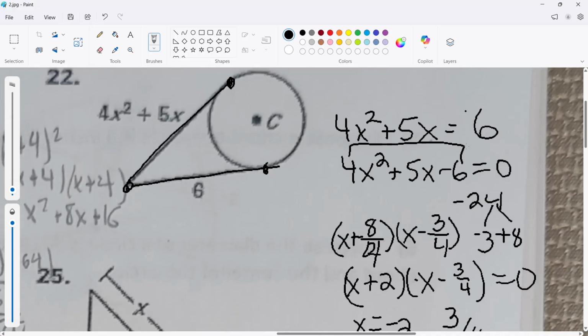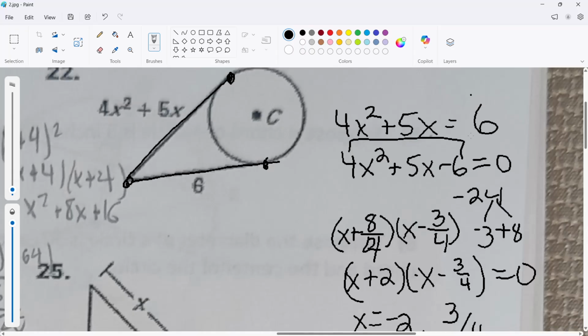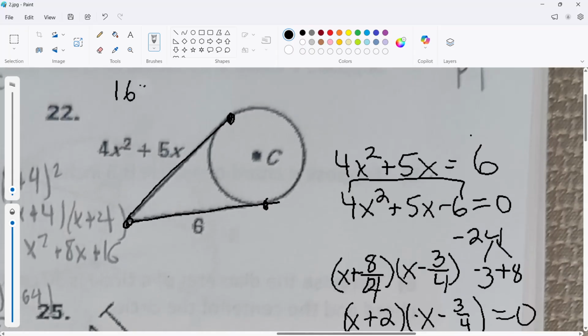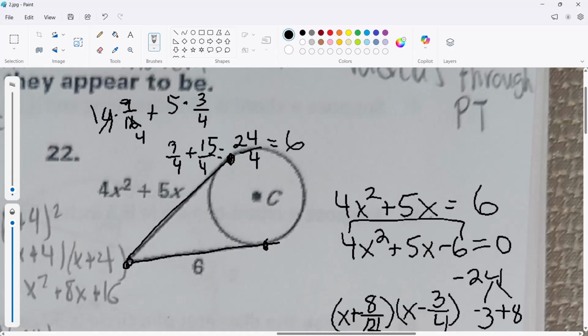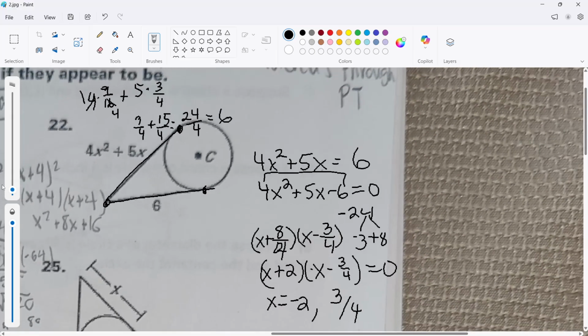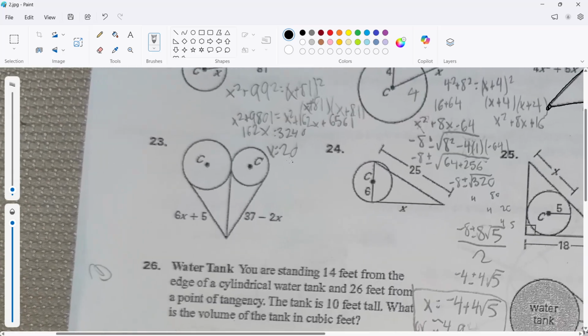So let me see, does negative 2 work? Well, I think either one of them works because negative 2 would be 4 times 4 is 16 minus 10, which would be 6. So that would work. And then the other one works too. It's positive. And 3/4, 4 times 9/16 is 3/4 squared, plus 5 times 3/4. 4 goes into 4 once, 16 4 times. 9/4 plus 15/4 equals 24/4, which equals 6. So either one works. I just want to double check, so neither one made anything negative. All right, there's that one.